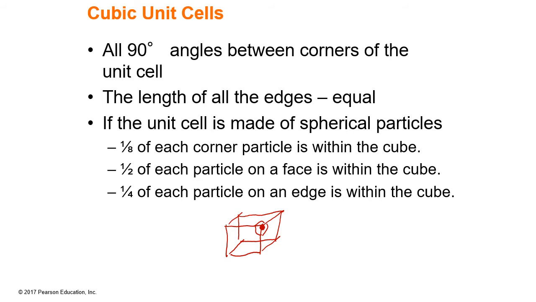Now, if we have the case where it's on the face of the cube, so on one side, that means that half of that atom is on the inside of the cube and half would be on the outside. But because we talk about unit cells looking at the inside of that cube, only half of the atom is on each of the faces. If a particle is on the edge, so if it exists along the edge of the cube, then a quarter of the particle is on the inside of that cube.